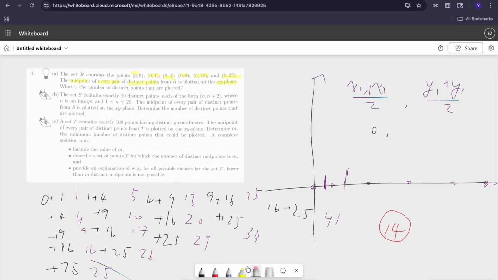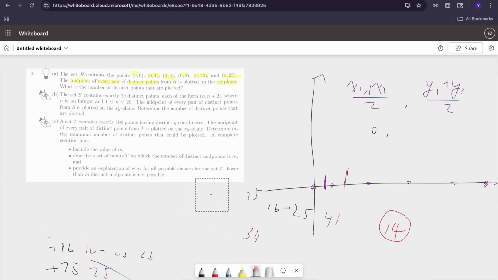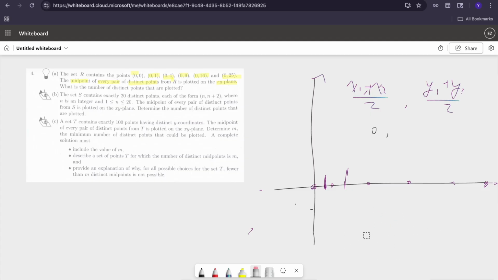Okay, we continue. Next question. The set S contains exactly 20 distinct points, each of the form (n, n plus 2), where n is an integer, n is bigger or equal to 1 but smaller or equal to 20. The midpoint of every pair of distinct points from S is plotted on the xy plane. Determine the number of distinct points that are plotted.